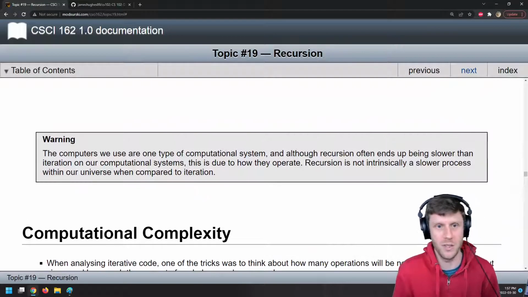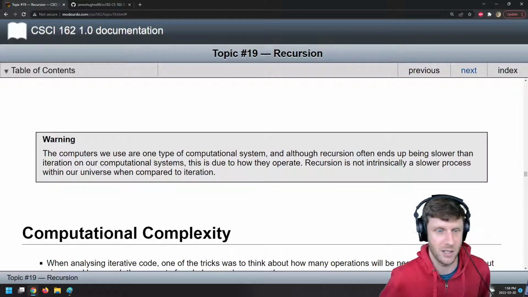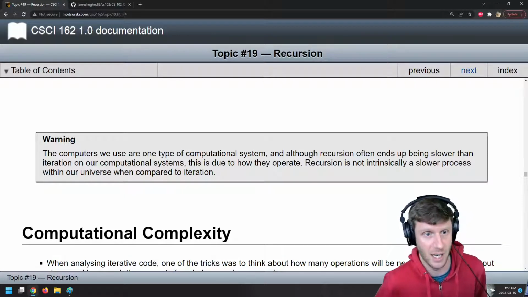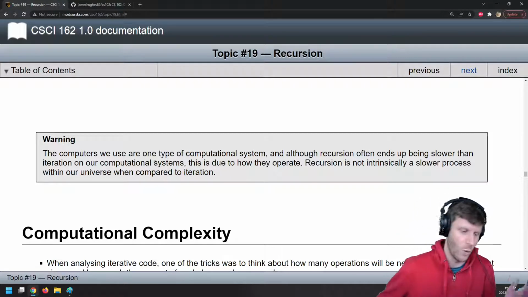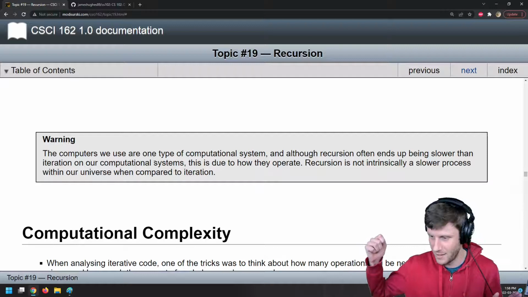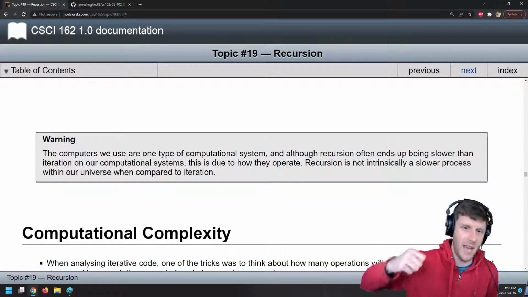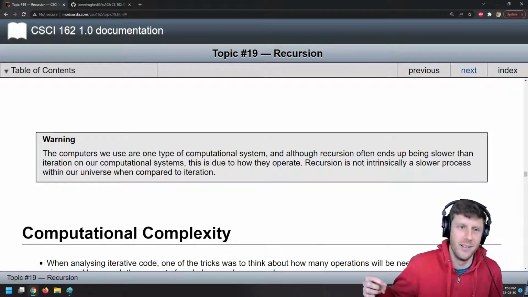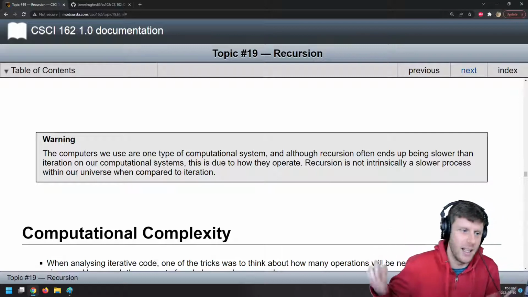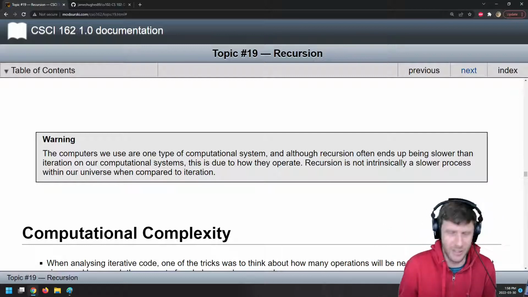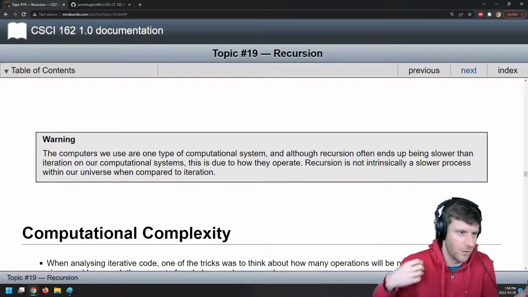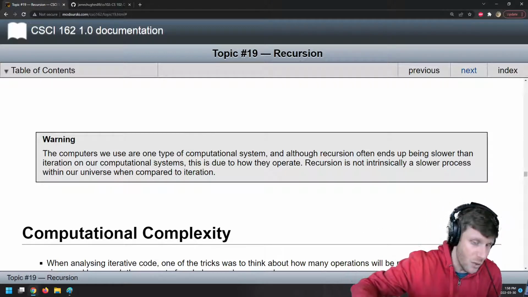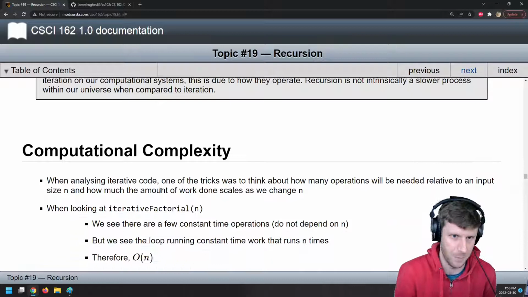Okay, warning. The computers we use are one type of computational system, and although recursion often ends up being slower than iteration on our computational system, this is due to how they operate. Recursion is not intrinsically a slower process within our universe when compared to iteration. What I mean by this is the process of executing a recursive thing is not slow in our universe compared to doing it iteratively. One is not faster than the other. It's just a different way of describing the processes. It's the features of these computational systems we use that are slowing it down.